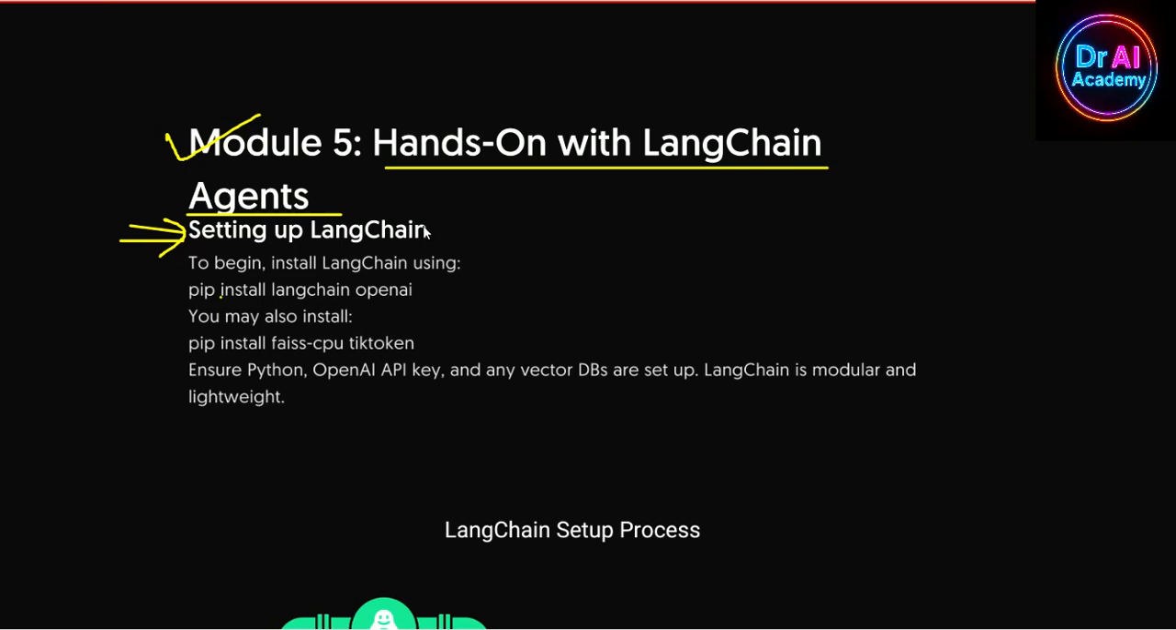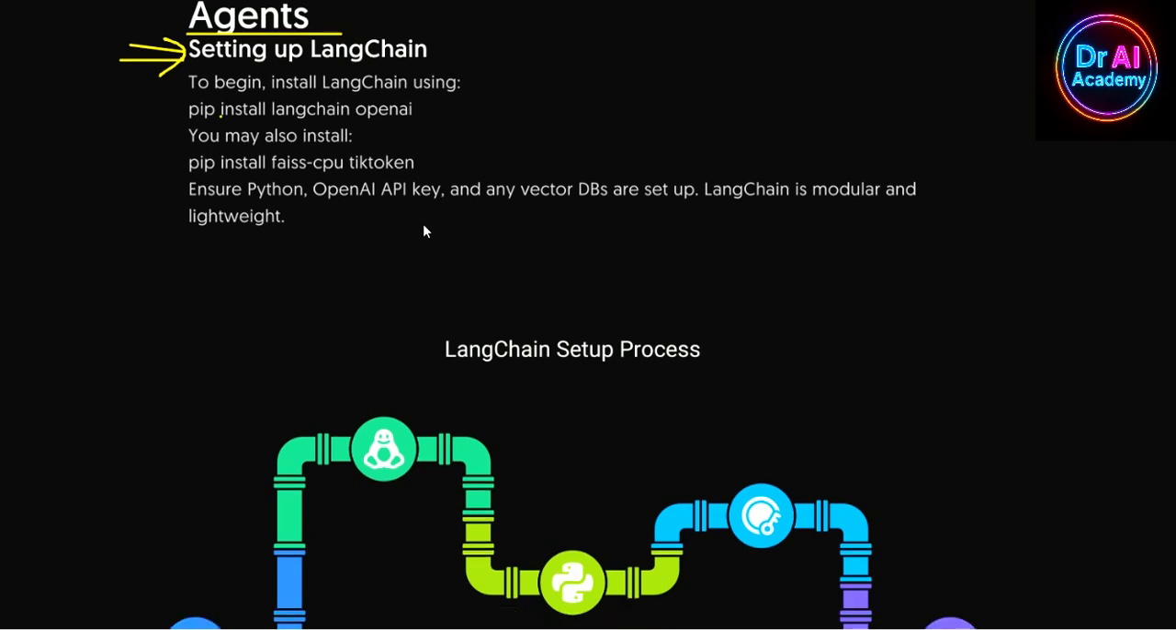Let's get started. Step 1. Setting up LangChain. Before we can build anything, we need to set up LangChain in our development environment. Here's what you'll need: Python installed, an OpenAI API key, LangChain installed via pip. Optionally, FAISS or Chroma for vector databases. The command to install LangChain is pip install langchain openai.